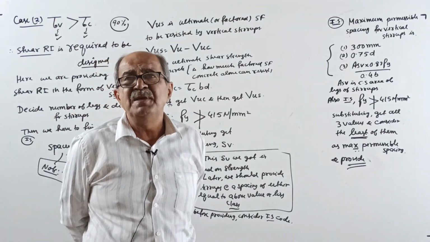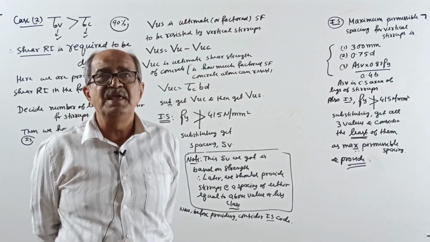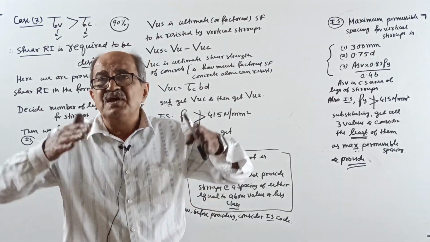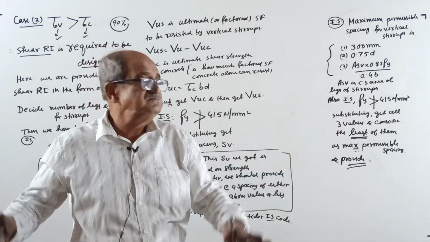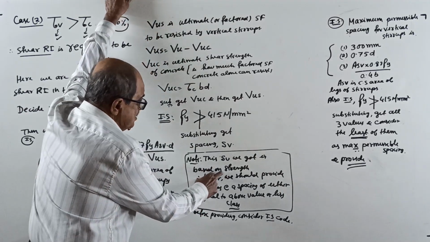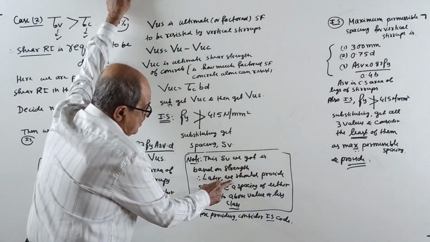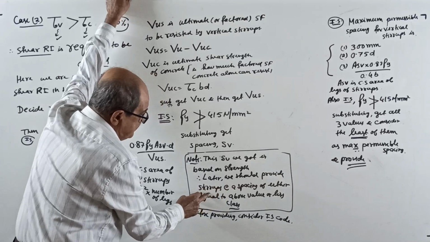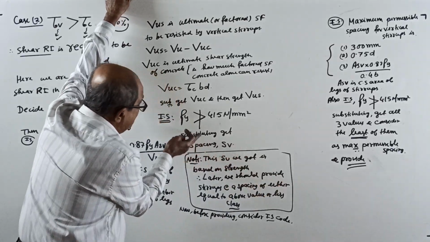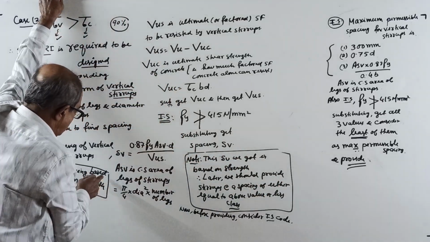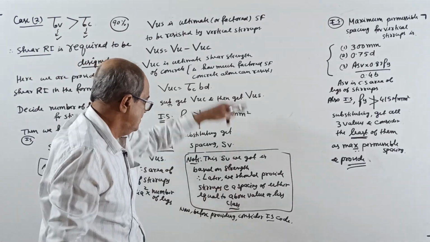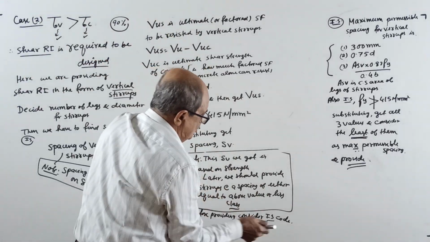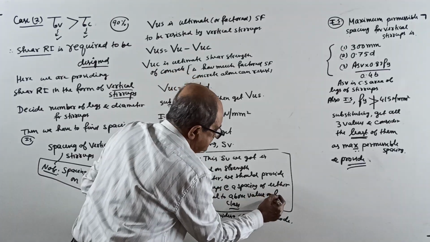Remember, for the number of bars, you go for the next, higher number. For spacing, you have to reduce it. If you increase the spacing, it becomes weaker, or based on strength. So later, we should provide stirrups at a spacing of either this calculated value, where is it here? Either this calculated value or less, not more, or less.